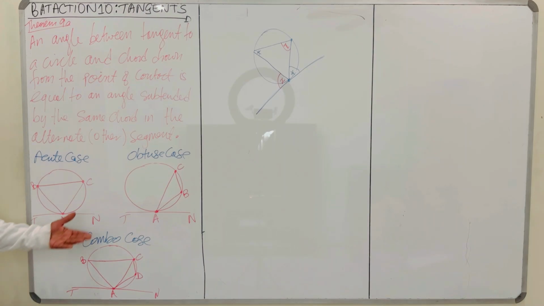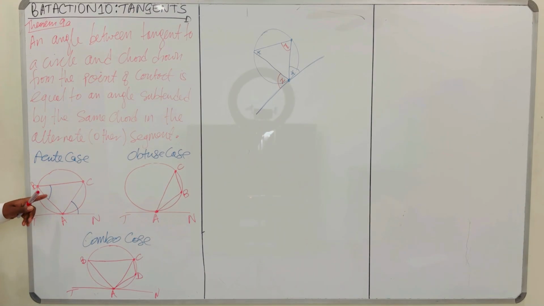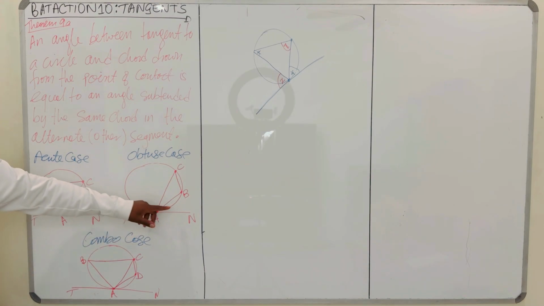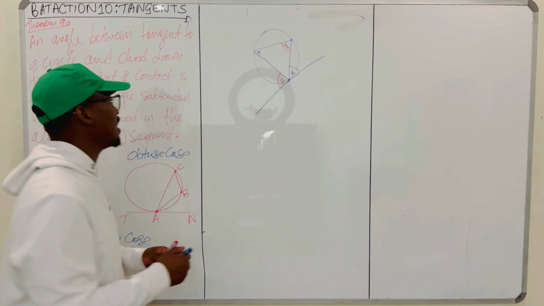So we're going to prove that this angle here is equal to this angle over here. So if this acute one will work, so will that one, because it will be the exact same proof. We'll just focus on the acute one, because the obtuse will be dealt with in the same way. Are you with me? Yes. So let's go with the acute case.